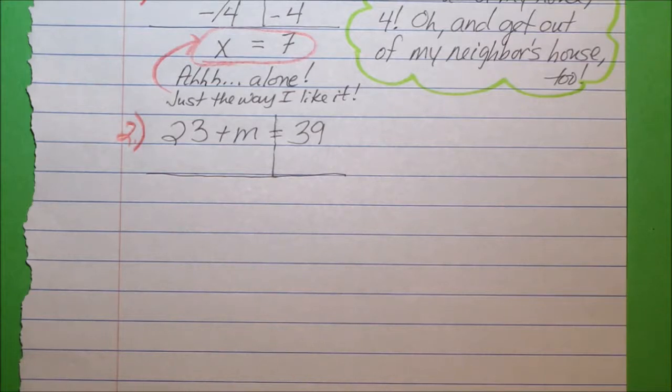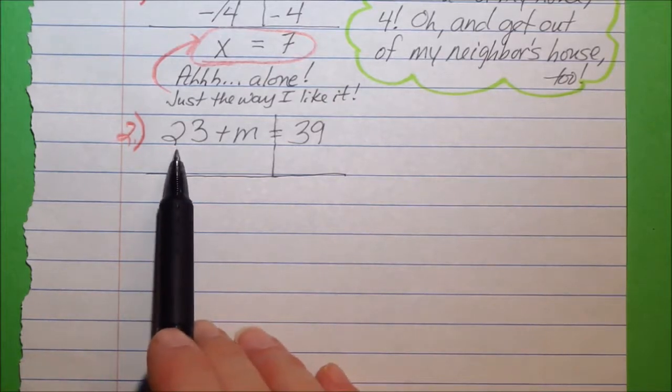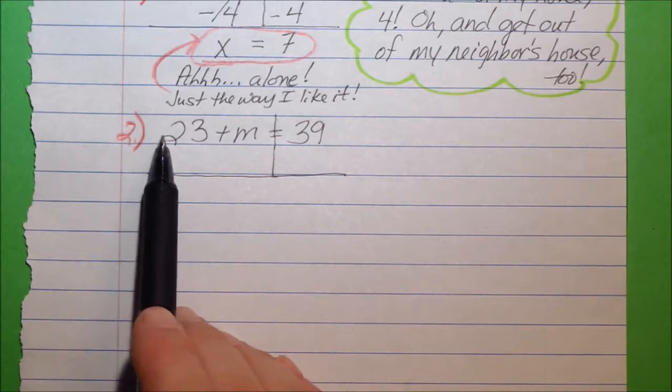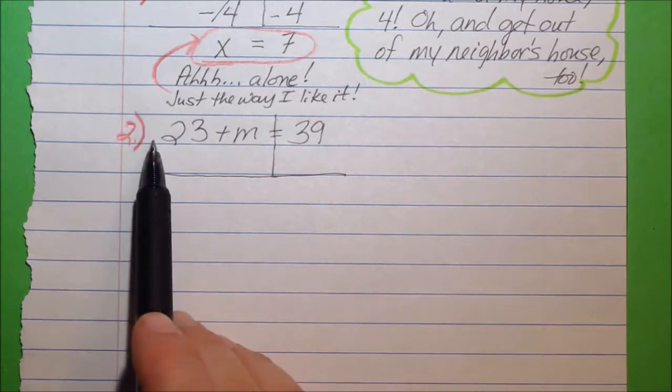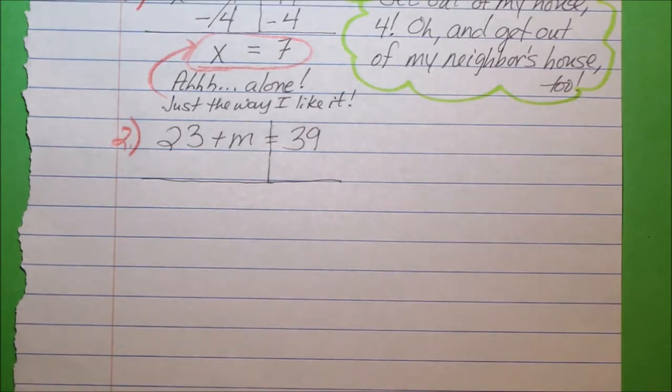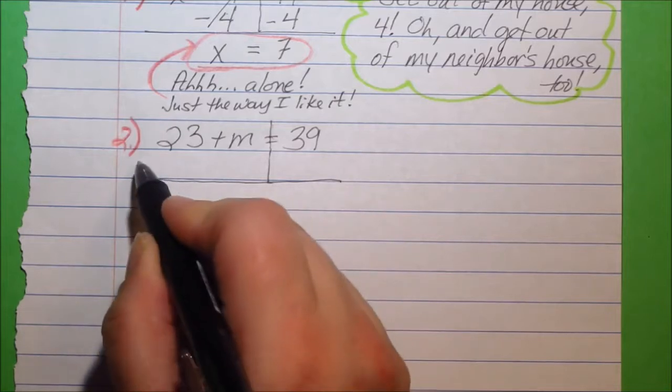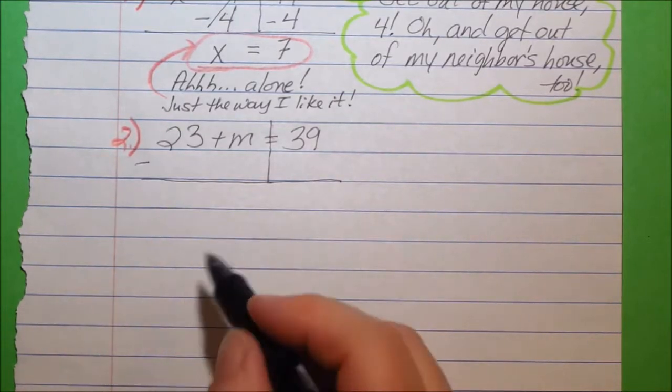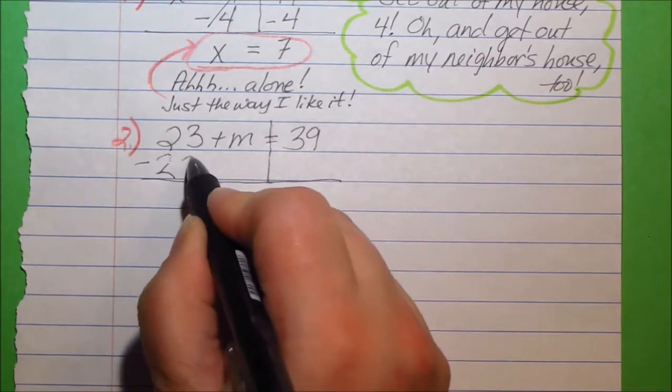All right? Okay, so what's M saying? Get 23 out of my house. I want to be alone. So 23, even though I don't see an addition sign in front of it, if there isn't a symbol in front of the number, then I know it's a positive number. It's a plus number, right? And so my operation is still to subtract, to get rid of it.